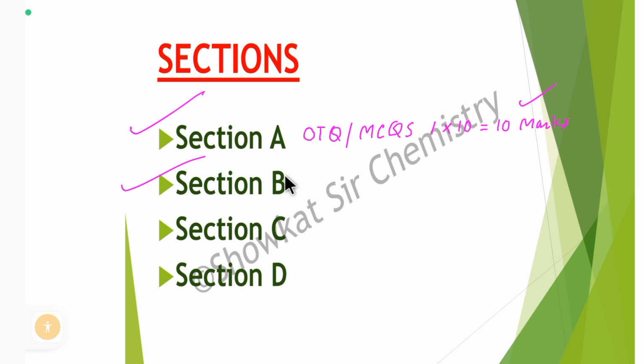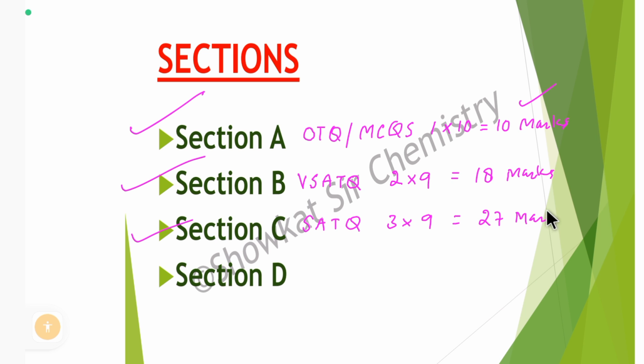Then next is section B. Section B will carry very short answer type questions, and these questions will carry 2 marks. There will be 9 questions in total, so 18 marks in this section B. Then we have section C. It will carry short answer type questions, which will carry 3 marks, and there will also be 9 questions. So total 27 marks it will comprise, right?